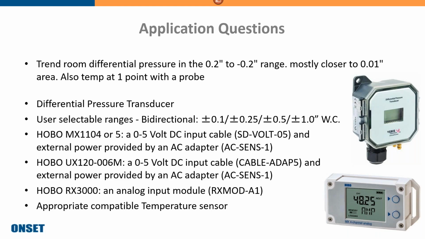But for this particular application, the Veris differential pressure transducer is available in all these different ranges, and you just change the dip switches on the sensor itself to adjust to smaller or larger ranges. And it is compatible with these types of loggers. Some of our USB and our Bluetooth loggers, you will need to provide excitation power for that sensor.